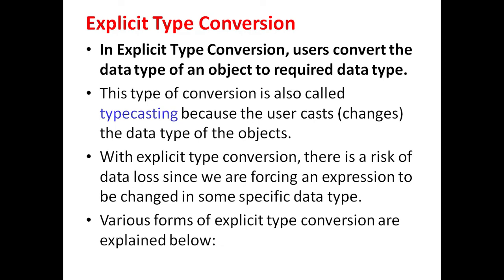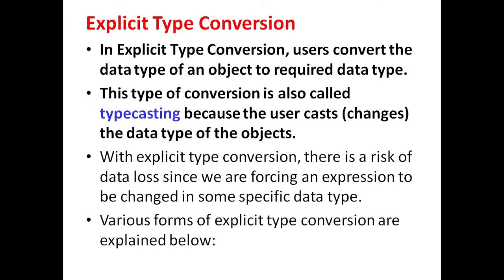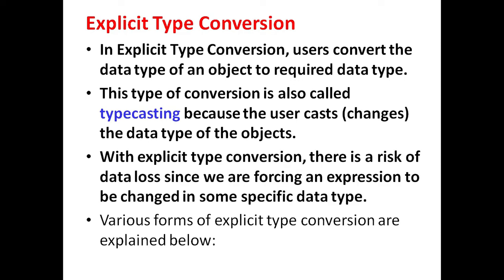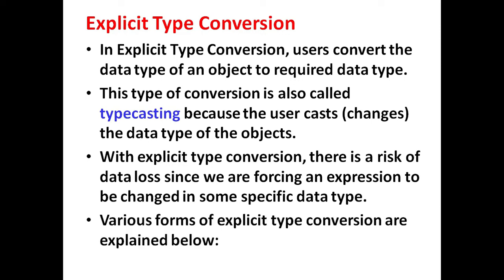Next is explicit type conversion. Here the user converts the data type of an object to the required data type. This type of conversion is also called typecasting, since the user casts, that is, changes the data type of the object. With explicit type conversion, there is a risk of data loss, since we are forcing an expression to be changed to some specific data type. Various forms of explicit type conversions are as follows.